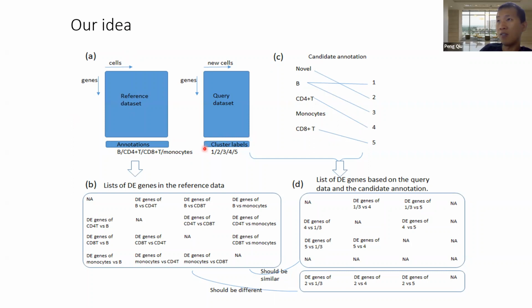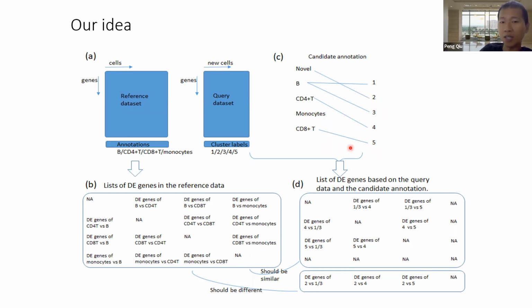And then for the new data set that we want to annotate, we propose to cluster them first. So that's the same as some of those algorithms on the previous slide. Okay, so we have these cluster labels. Let's just call them 1, 2, 3, 4, 5. And then what we can do is hypothesize, or make a guess of how these clusters should be annotated. So for example, our guess could be that cluster 1 and 3 are both B cells, cluster 2 is actually a novel cell type, et cetera.